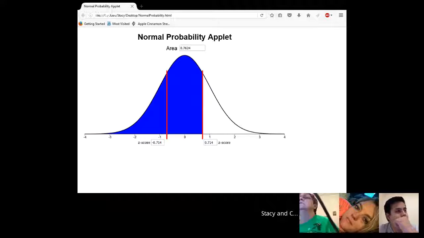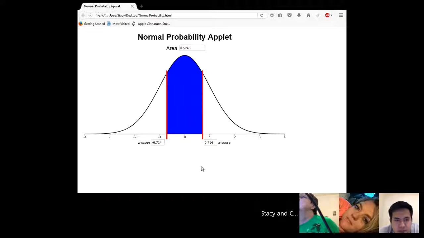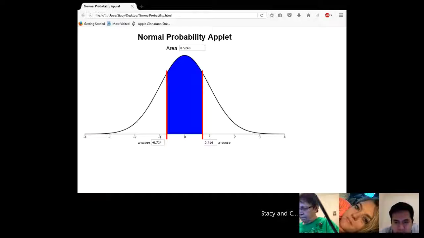Okay. Awesome. All right. Question 16. Find the probability that a randomly selected person will have a protein requirement that's between 0.60 and 0.70. Okay. So now we just go ahead. Yeah, 0.525.